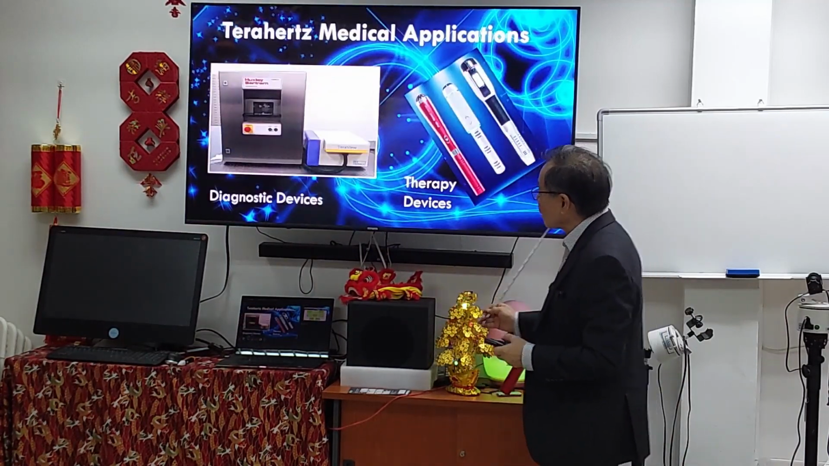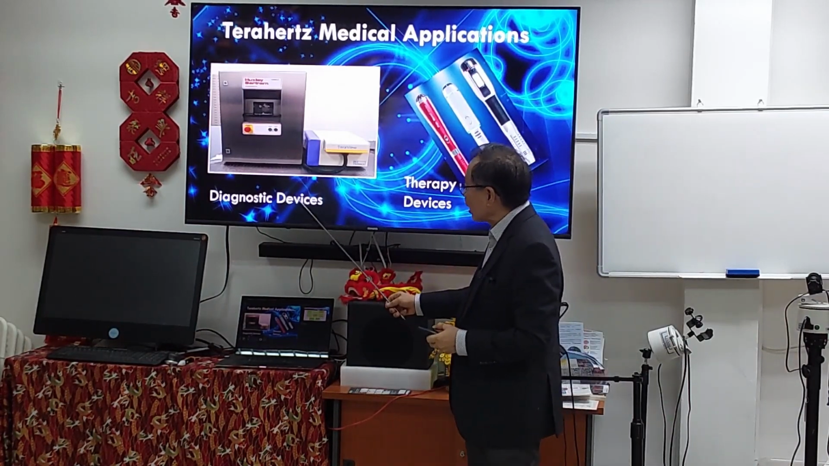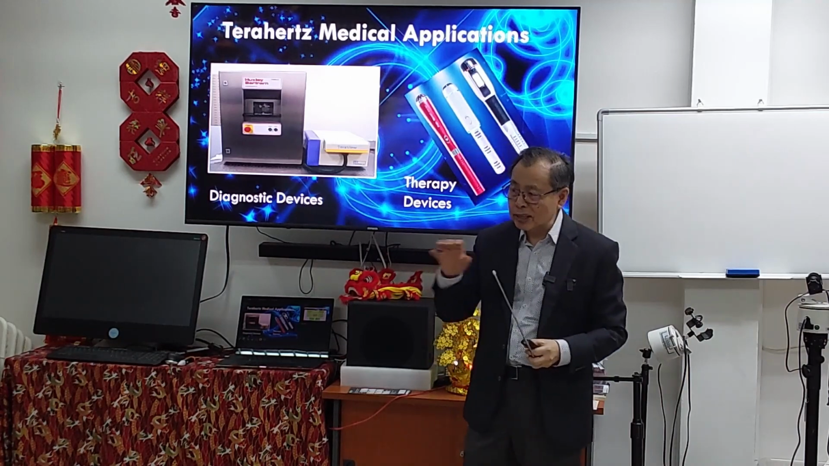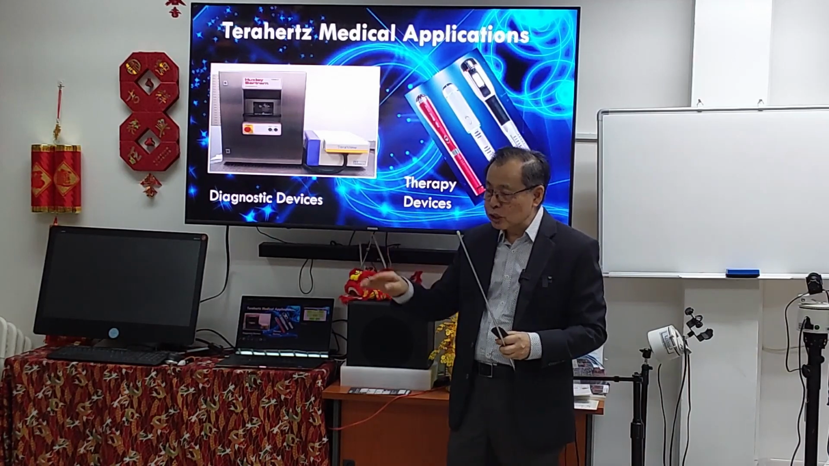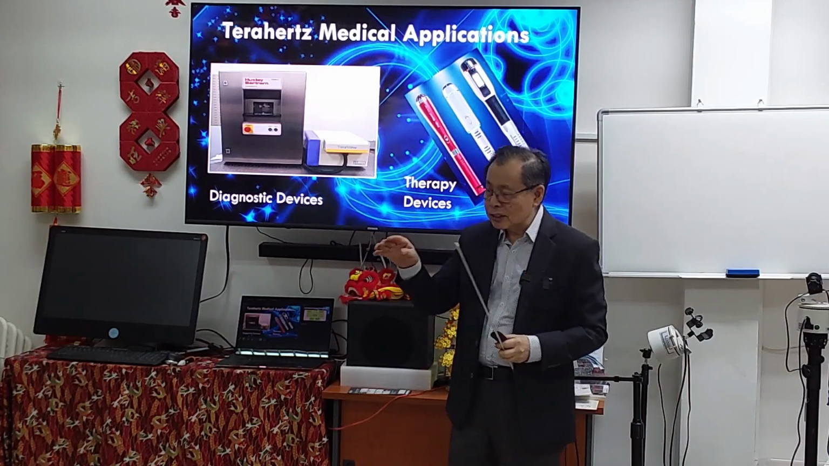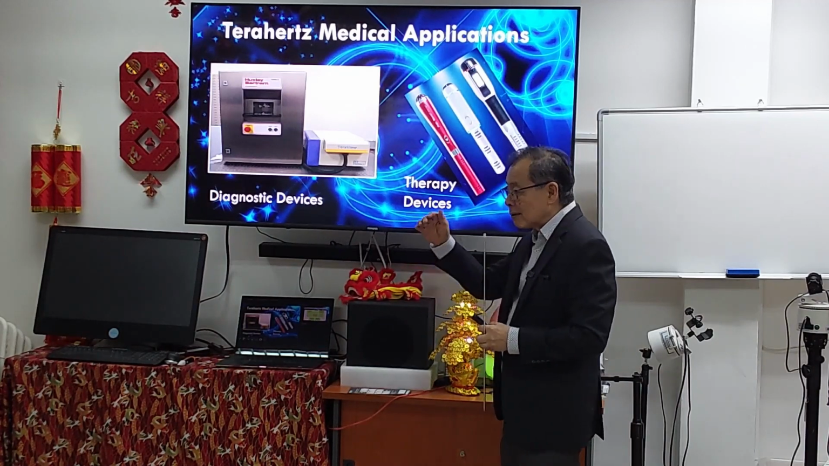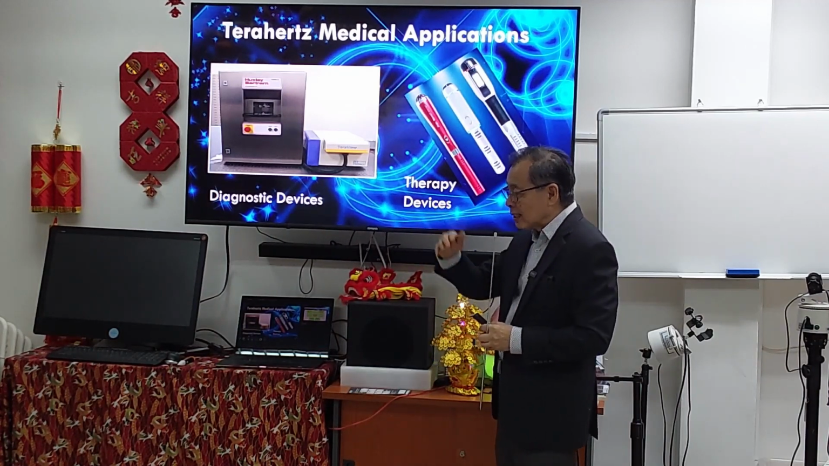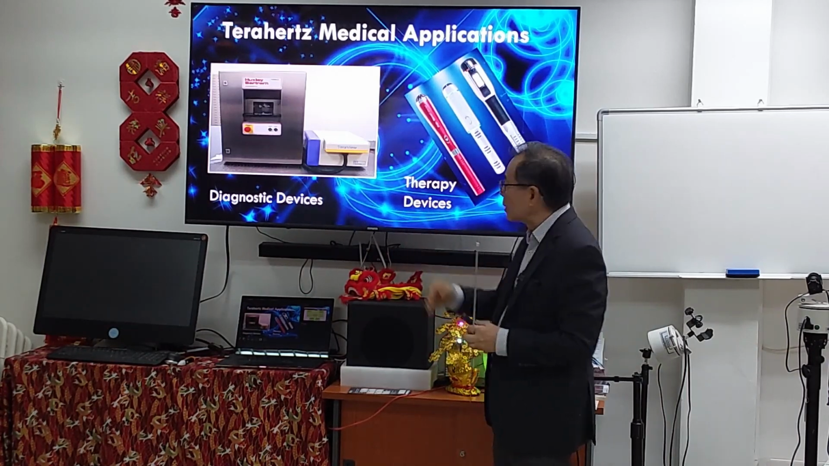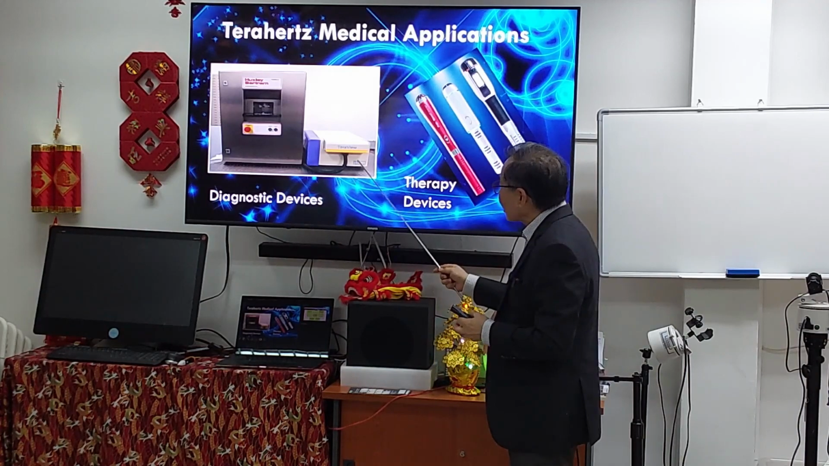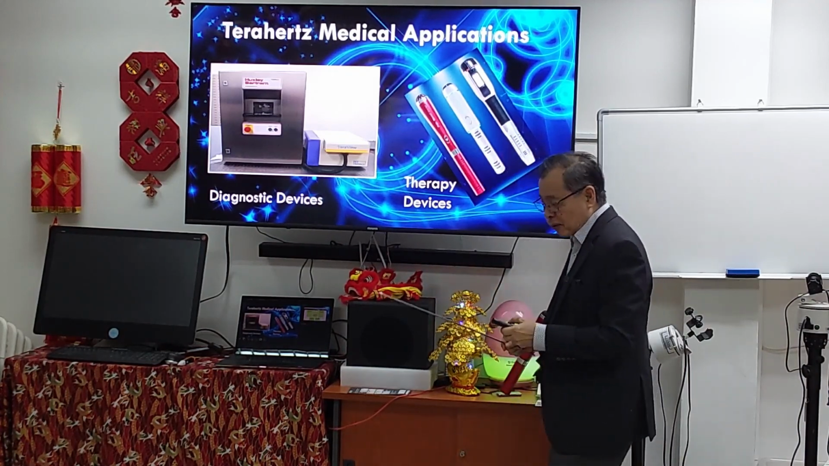So THz application in health sciences is in two areas. One is diagnostic, that means you can use it like x-ray or ultrasound, and you can actually map out how big the tumor is under your skin, and you can make out, in very high resolution, the different areas, the different layers that the tumor may have. So it's a very accurate diagnostic tool. It is used for therapy as well, and that's what we are focusing on.